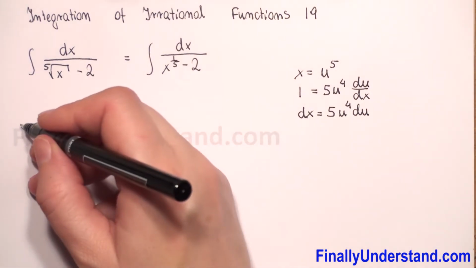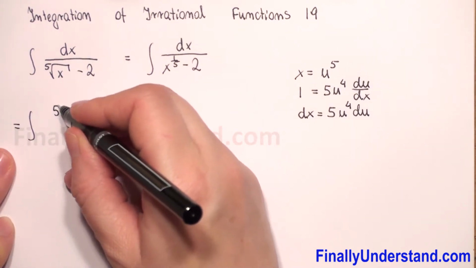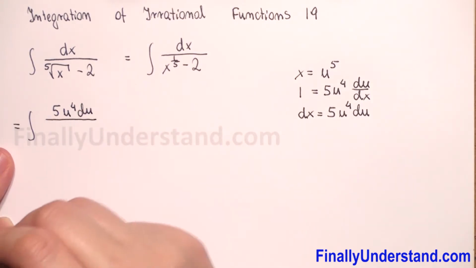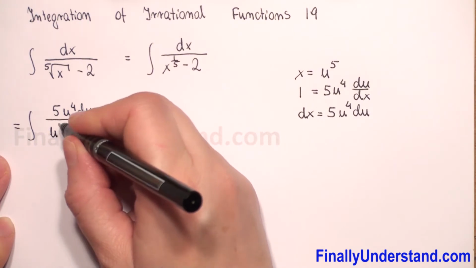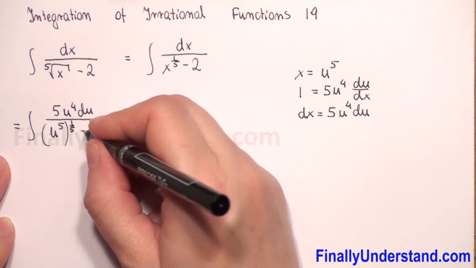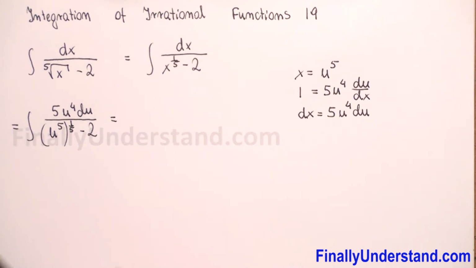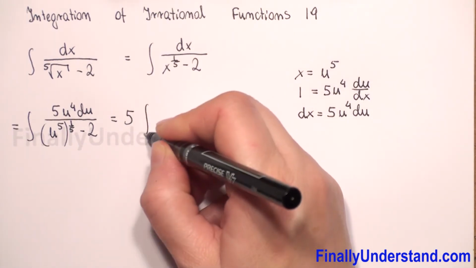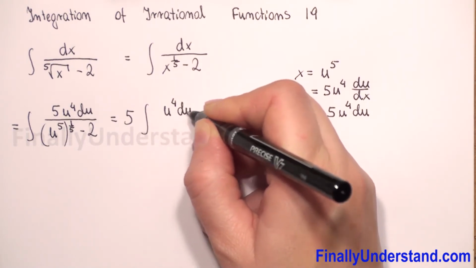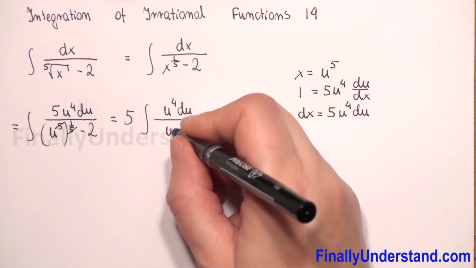So our integral will now be, dx is 5u to the power 4 du over, we have x is u to the power 5 and everything to the power 1 over 5, minus 2. So this is equal to 5, we can take before the integral symbol, so we have 5 integral, in the numerator u to the 4th power du, and in the denominator 5 and 5 will reduce and we will have u minus 2.